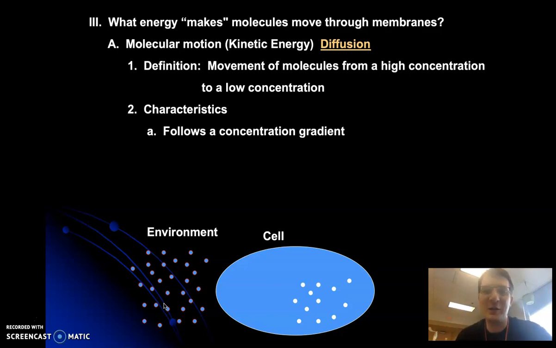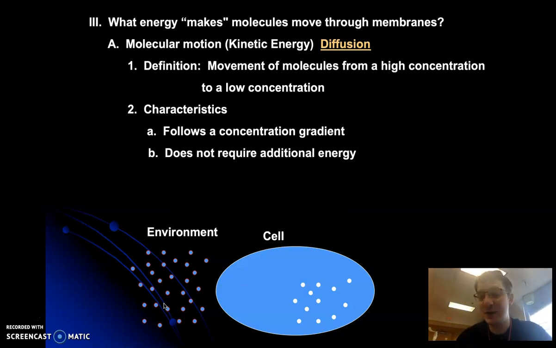So what is diffusion? Diffusion follows a concentration gradient. So you know, like in word art where you have that color gradient where it goes from one color to another. The gradient's the idea that there's a high side, like a darker side, and a lighter side, which is your lower side. And so it's always going to flow from high to low.